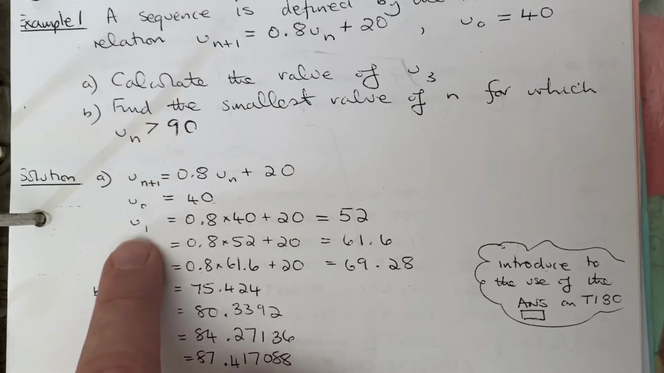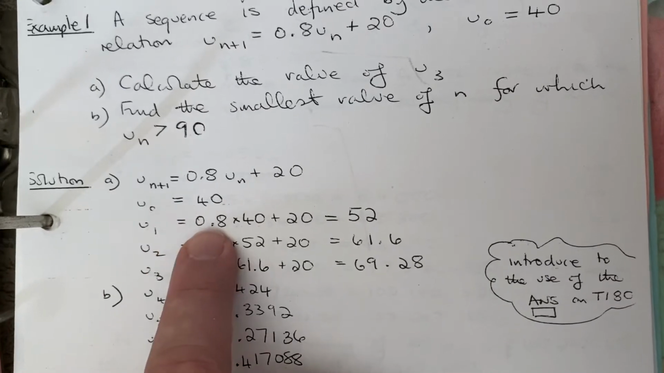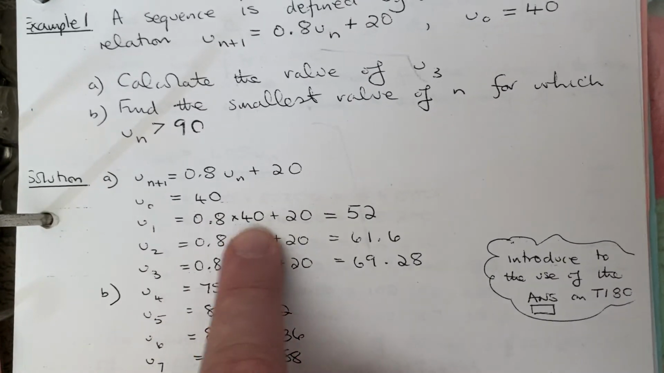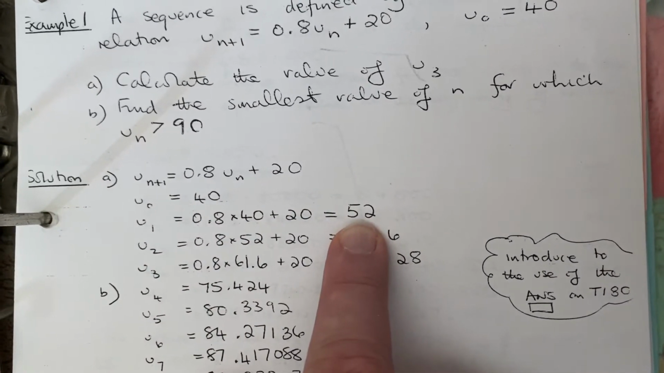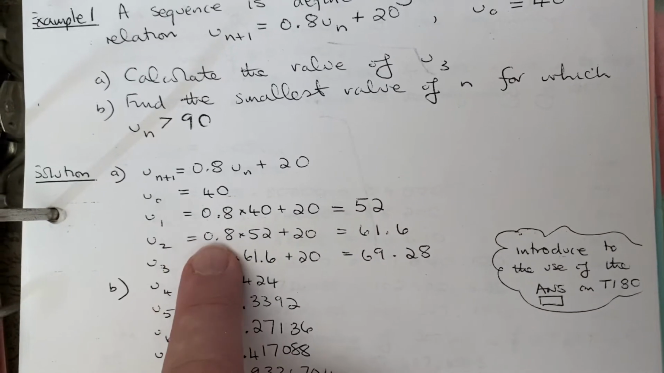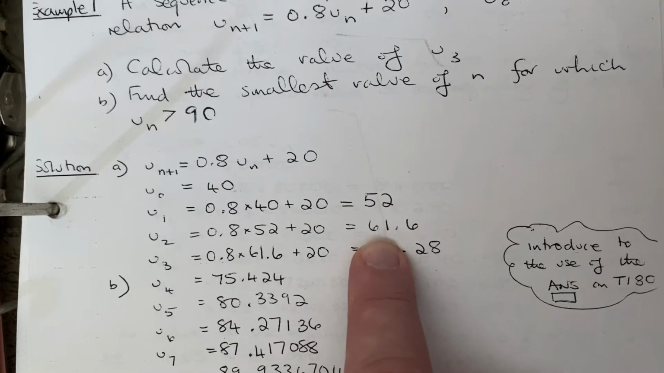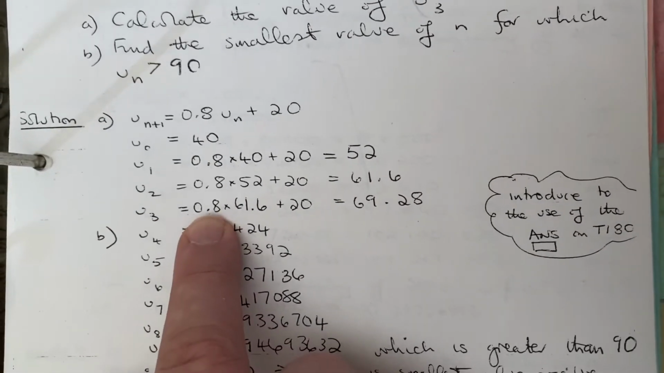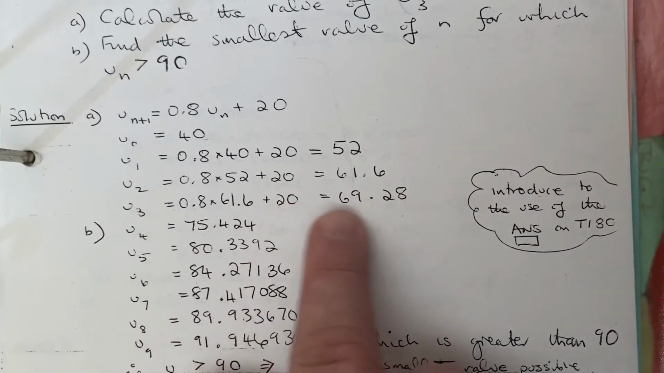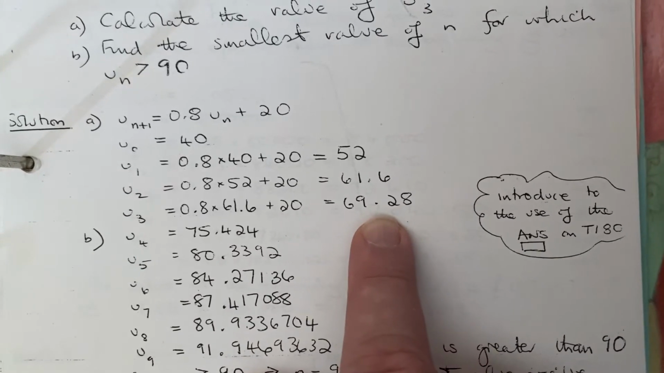So what we've got is our recurrence relation un+1 = 0.8un + 20, with u0 being 40. So u1 will be 0.8 u0, which is 40, add 20, which gives us 52. u2 will be 0.8 u1, which is 52, add 20. u3 will be 0.8 u2, add 20, which gives us 69.28.